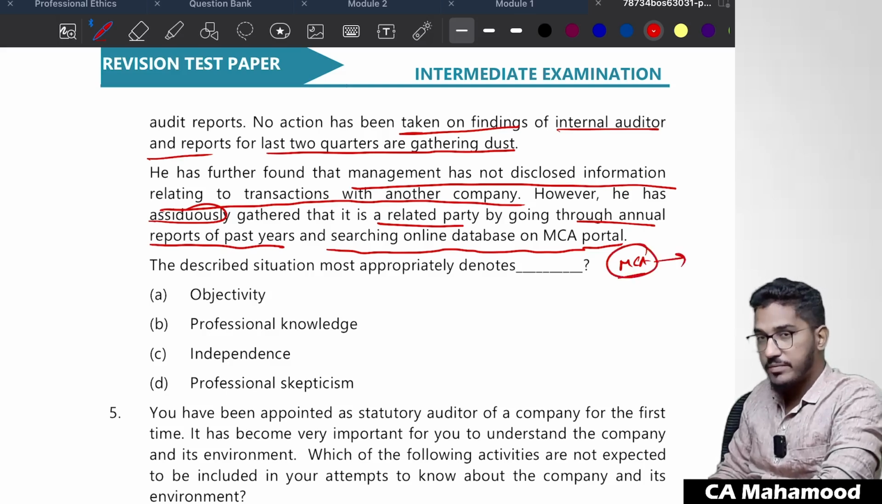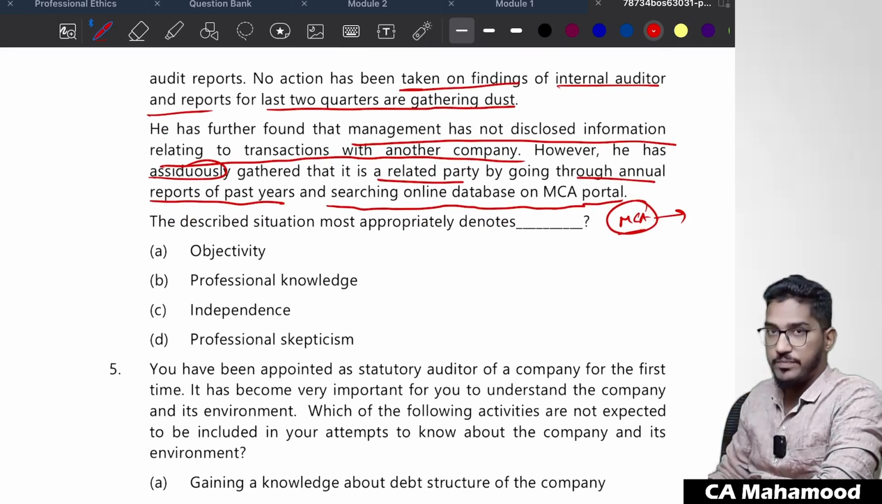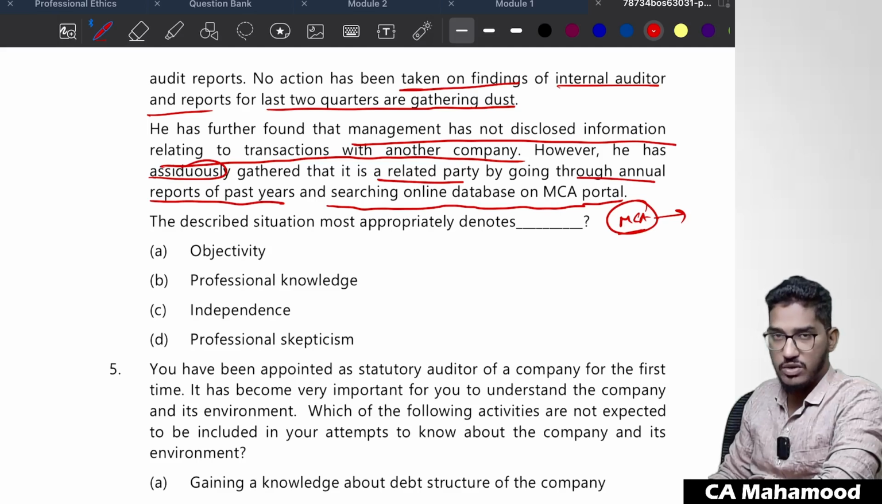That means what he is doing. So we have to find out the options. Let us read the options. Is he doing objectivity? See, objectivity doesn't have anything here. Objectivity means being able to take the decision in an unbiased manner. That we call objectivity. Yes or no? So it is nowhere related to the given question they are asking.